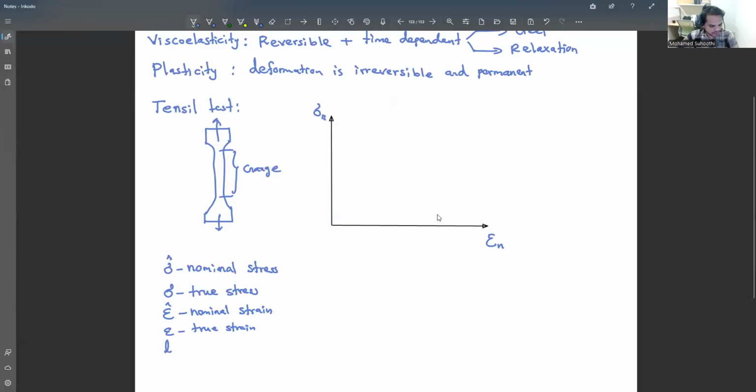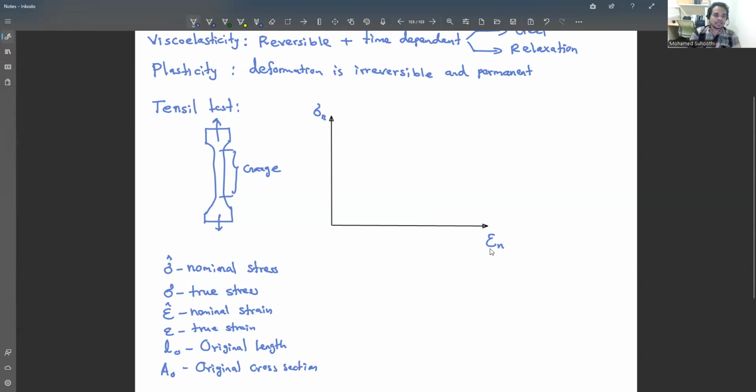One is L naught, the original length. Then A naught, the original cross section. So what is original length? Before applying the load, what was this gauge length? That is the original length, right?